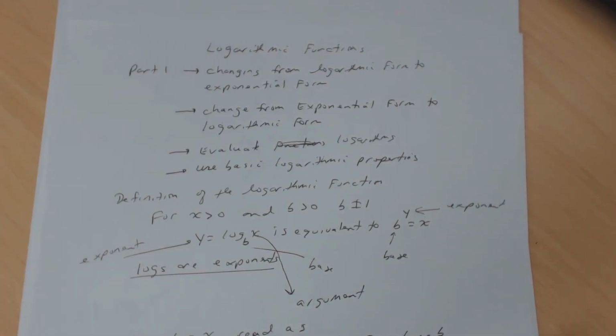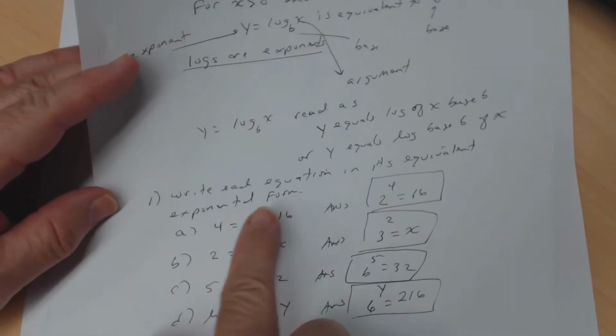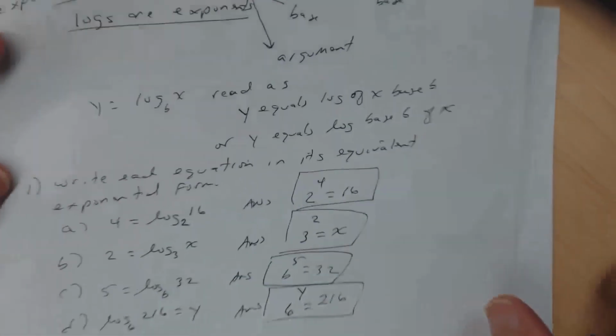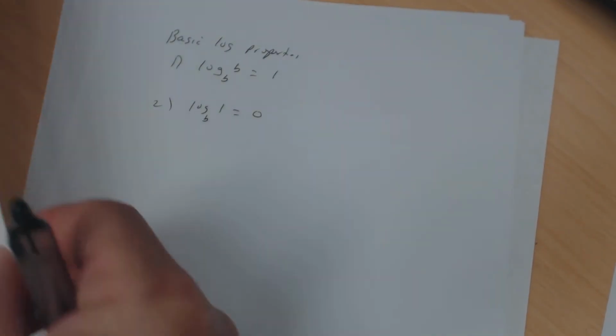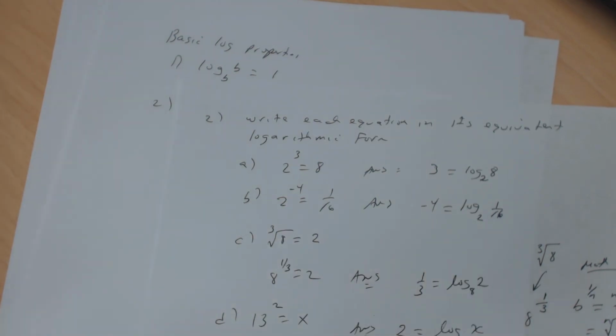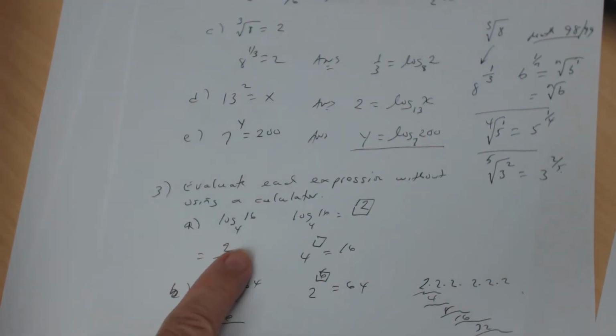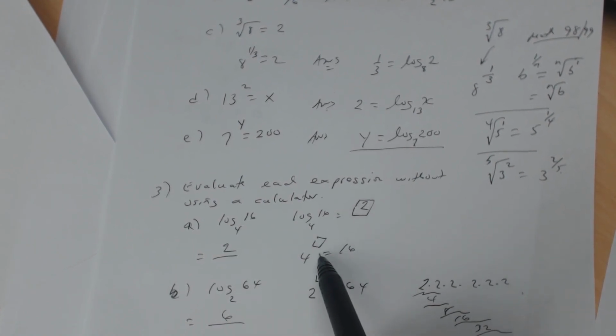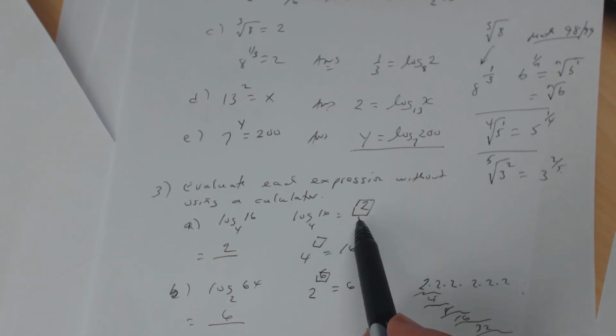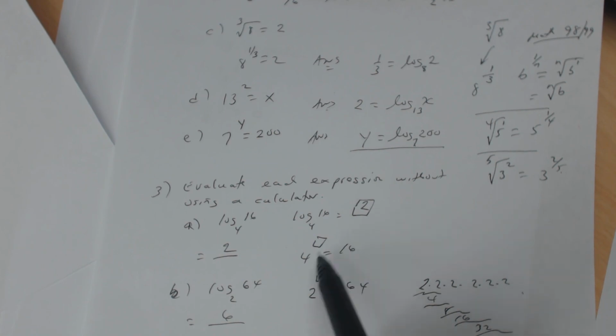So part 1 was just changing from a log equation to exponential, then changing from exponential to log, and then the last part was evaluating log expressions. And remember, to evaluate log expressions, we changed the log expression to an exponential. So we said 4 to what exponent is 16. So 4 squared is 16. We said 2 to what power is 64? 6.